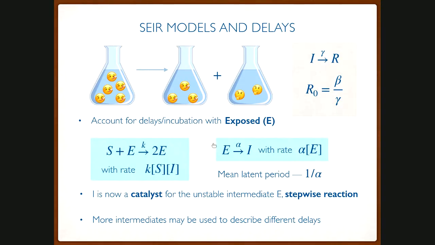And we could describe different types of delays by simply putting on different alphas and extra compartments with different E's. And that's often what's done when you want to describe different types of incubation distributions.